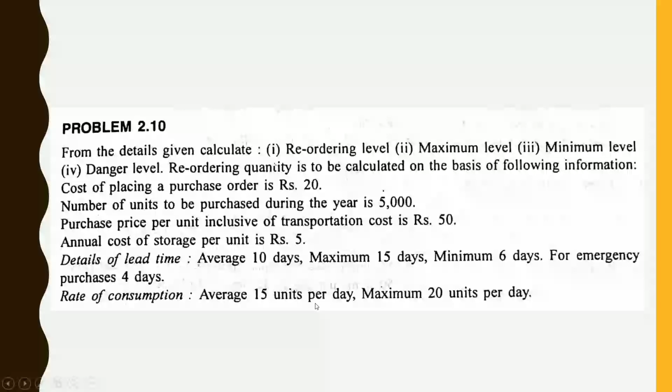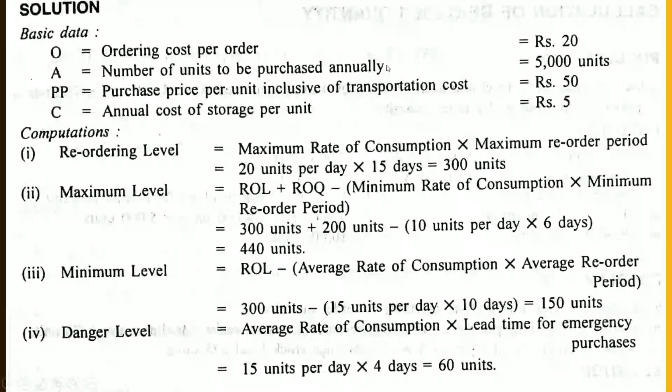So let's try to solve it. Basic data: O is 20. Number of units to be purchased annually is 5,000. Purchase price per unit, including transportation cost, is 50. Then C, the annual cost of storage, is 5. That means 10% of 50, so it is indirectly given. So we should consider 5.